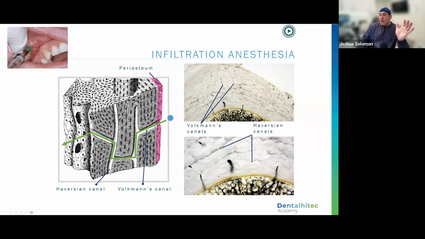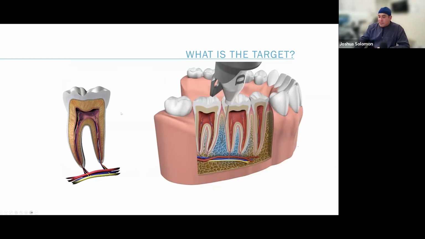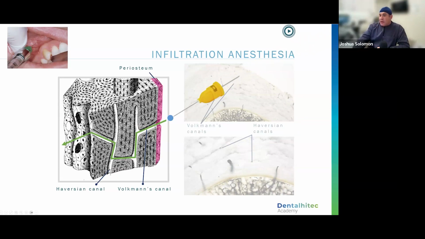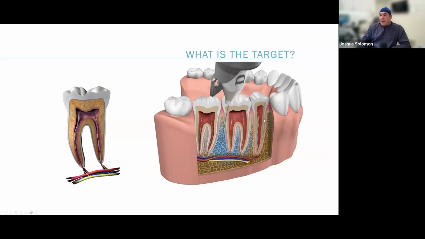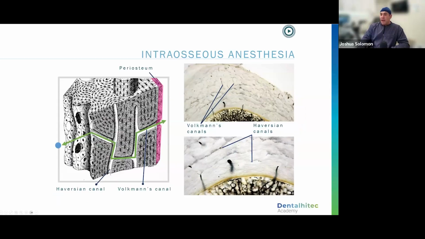I don't need to numb at first. I need to numb the periosteum so I can give that intraosseous injection. But really my goal, if I'm just treating teeth, is to get that solution to the apex of the tooth. So this is how we gave that local anesthetic: infiltration through the bone, conversion canals, and Volkmann canals, and then we get into that cancellous bone. But really what we care about is the target, and the target is the apex of the tooth.